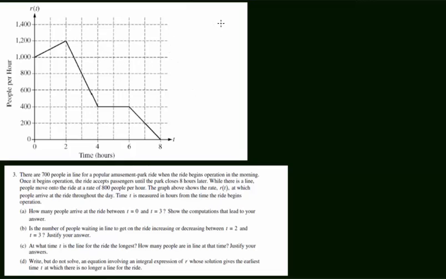Example number 3. This was the real AP question in 2010. It was the third question, a calculator question. Alright, let's digest this. There are 700 people in line for a popular amusement park ride when the ride begins operating in the morning. Once it begins operation, the ride accepts passengers until the park closes 8 hours later. While there is a line, people move onto the ride at a rate of 800 people per hour. The graph above shows the rate r of t at which people arrive at the ride throughout the day. Time t is measured in hours from the time the ride begins operation.